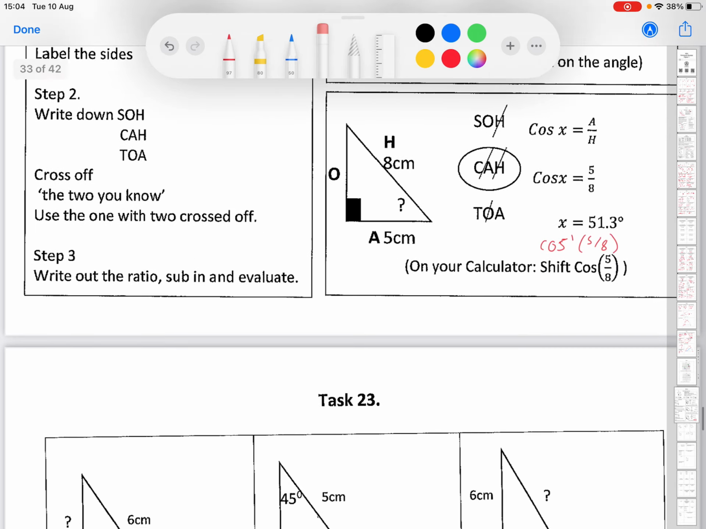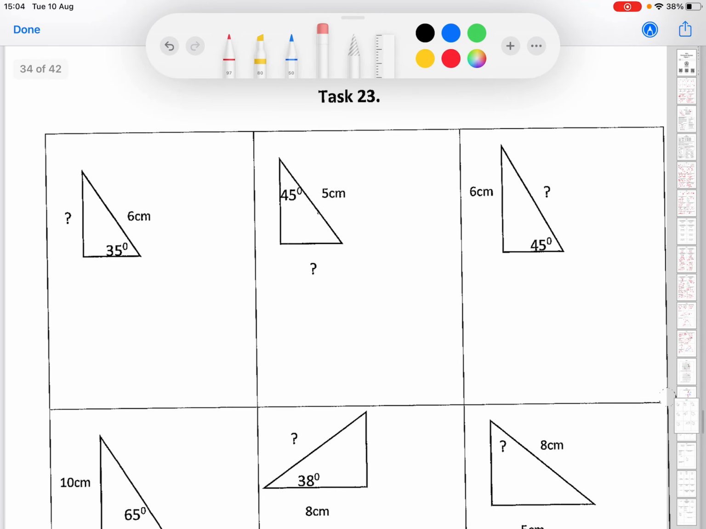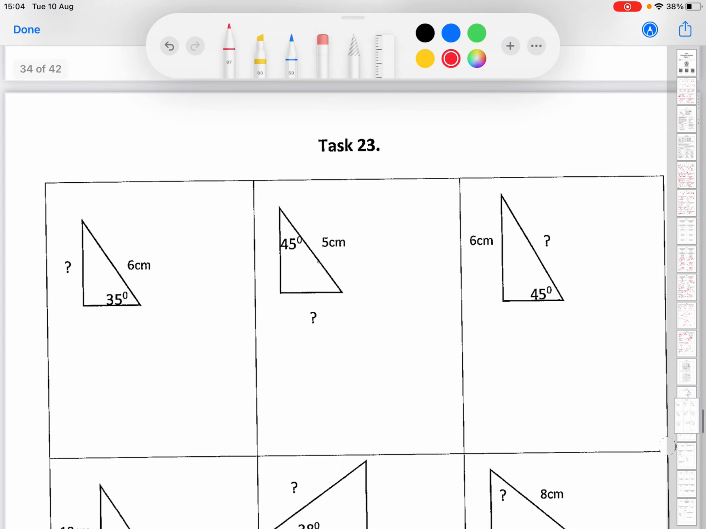If you need to find the top, you're timesing. And if you're finding the bottom, you're going to divide. So let's have a go at some. I'm only going to label two to help us out. So I'm just going to put a big SOHCAHTOA at the top.